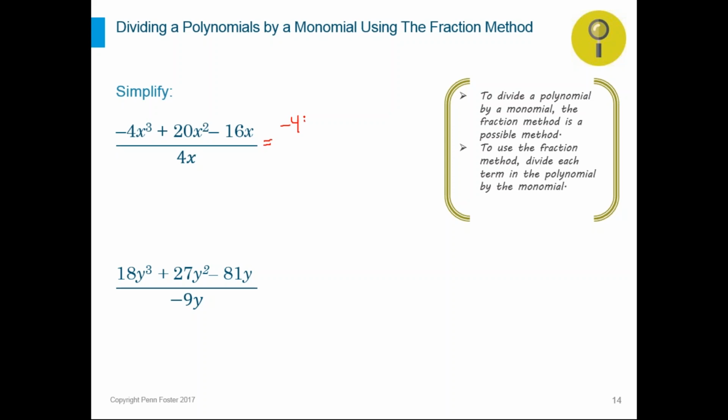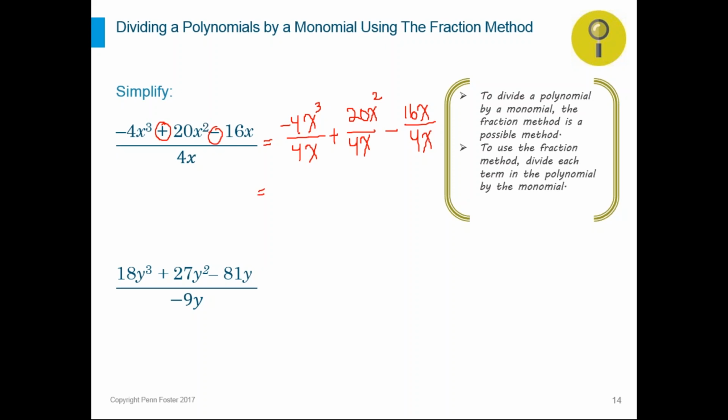So negative 4x to the third over 4x. We have a plus here, so the plus will go the same, plus 20x squared over the same denominator, 4x, minus, because I have a minus, 16x over the same denominator. And guess what? For each of these fractions, we're actually dividing a monomial over a monomial, the same rules that we have been doing in the last two slides.